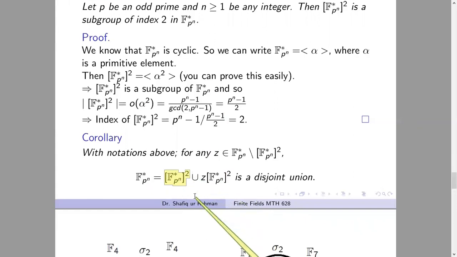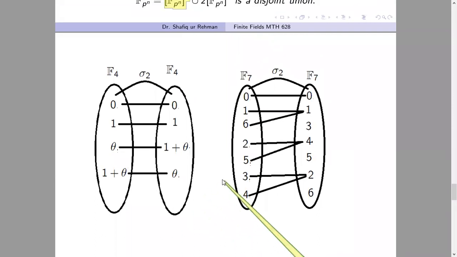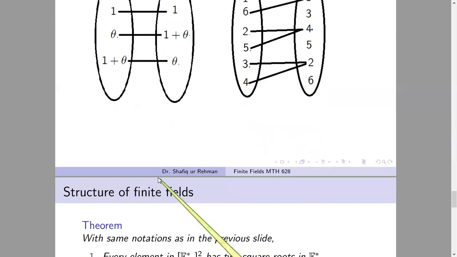And now you can observe here what we have done in the previous results. The first theorem was for even characteristic. In that case, alpha squared, we have this bijection. It means each element 0 has a unique square root, 1 has a unique square root, 1 plus theta has this, theta has this, and so on.